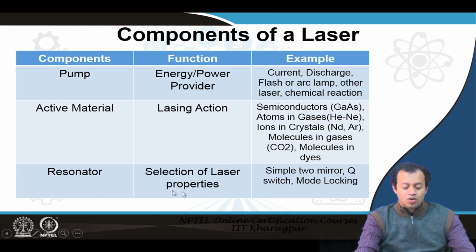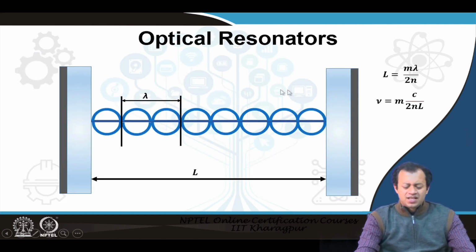The resonator is the one which selects the properties, a simple two mirror cavity. So many people ask me what an optical resonator is. Just go through any normal physics textbook. The resonator is the one that, depending on its length, based on the formula, determines the frequency it allows. This is given by this formula, where n is the refractive index of the material in between these two, c is the speed of light, L is obviously the length, m is the mode number 1, 2, 3, 4, and n is the refractive index. So, it depends on this particular formula.